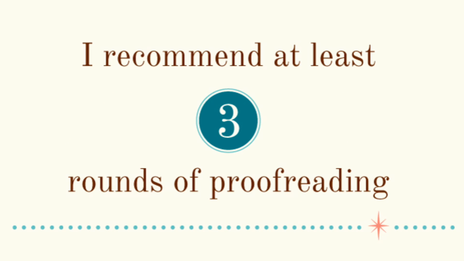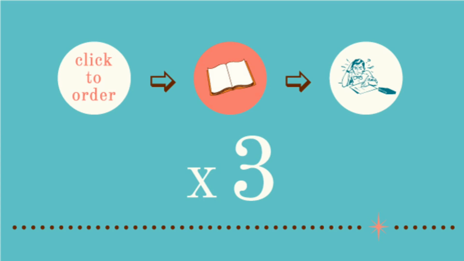And let me tell you, you'd be surprised what you see in a print versus a screen version of a book. So at least 3 rounds of proofreading, meaning order a book, proofread, make corrections, order another book, proofread, make corrections, and repeat as many times as necessary, is what I recommend from experience to every author.